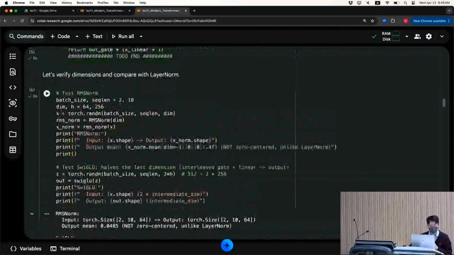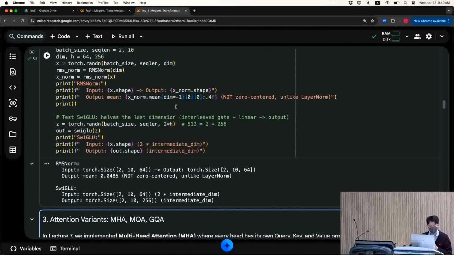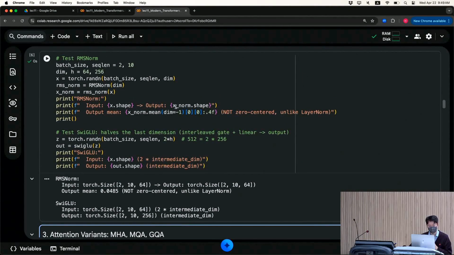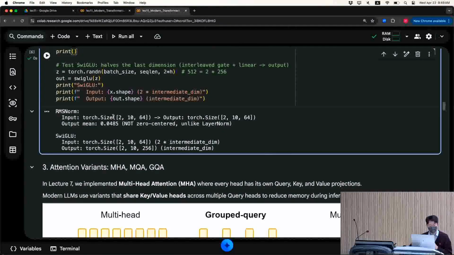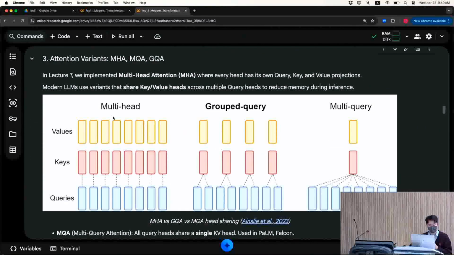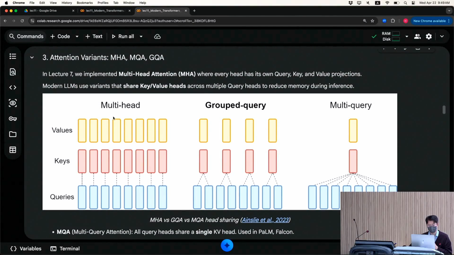And RMS norm, yeah, pretty much we covered this last time. Here I just wanted to mention we're going to swap layer norm with RMS norm, meaning we're no longer going to do mean subtraction. So the output of RMS norm is no longer going to be zero-centered. All right, so that was pretty much last week.